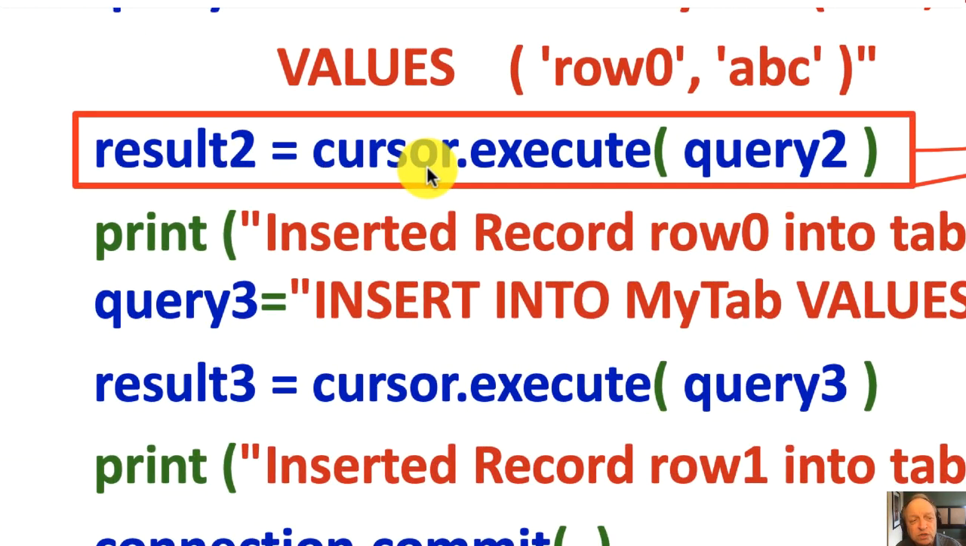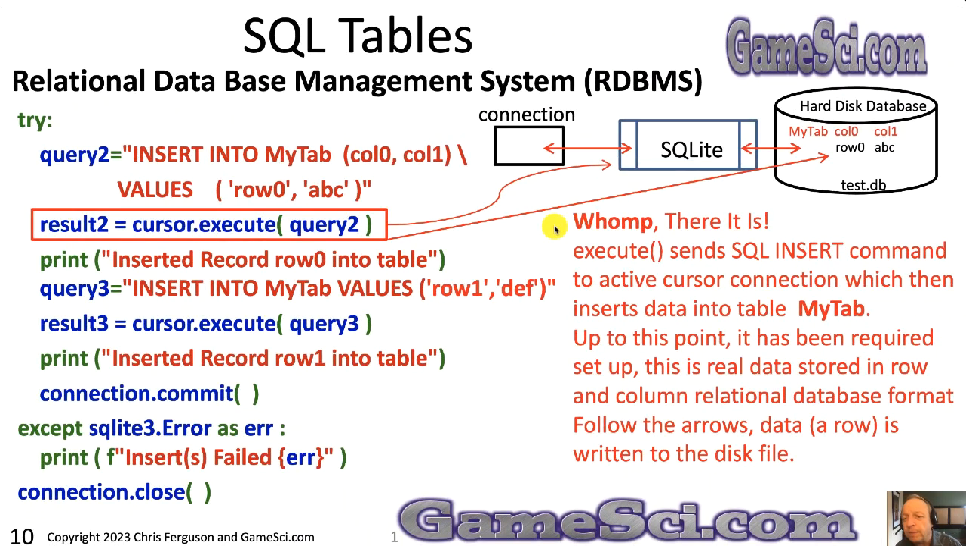Result 2 equals cursor.execute query 2. Remember, we already have the cursor object from the previous slide. Whoop, there it is. Execute sends the SQL insert command to the active cursor connection, which then inserts data into table myTab. Up to this point, it has been required setup. This is the real data being stored in row and column relational database format.